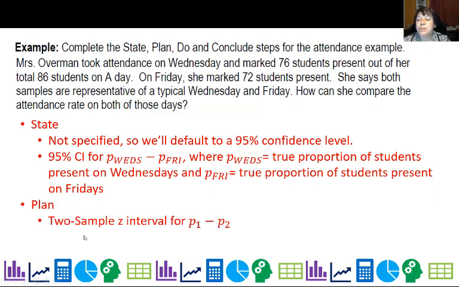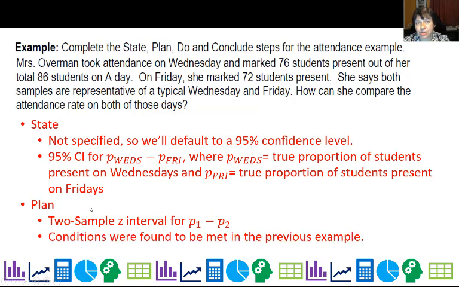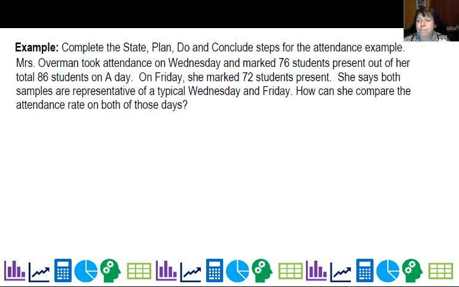My plan is to do a 2-sample z interval for P1 minus P2. You need to tell me which method you're using, so this is part of your answer. After that, you check conditions. But we actually just checked conditions in the previous example, so we don't need to do that again. Now let's go ahead and get to the do part.